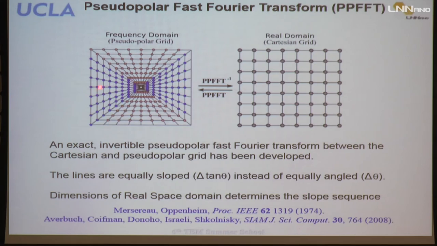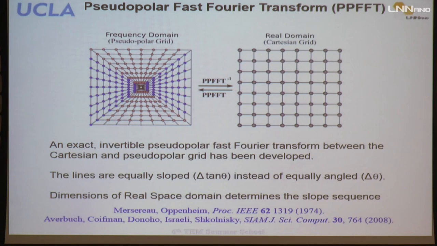So here, the spacing between data points is small. And for these projections, the spacing becomes larger. So this is actually a special grid. And if we use this special grid, there is a faithful Fourier transform, a pseudo-polar fast Fourier transform, between Cartesian space and this pseudo-polar space.